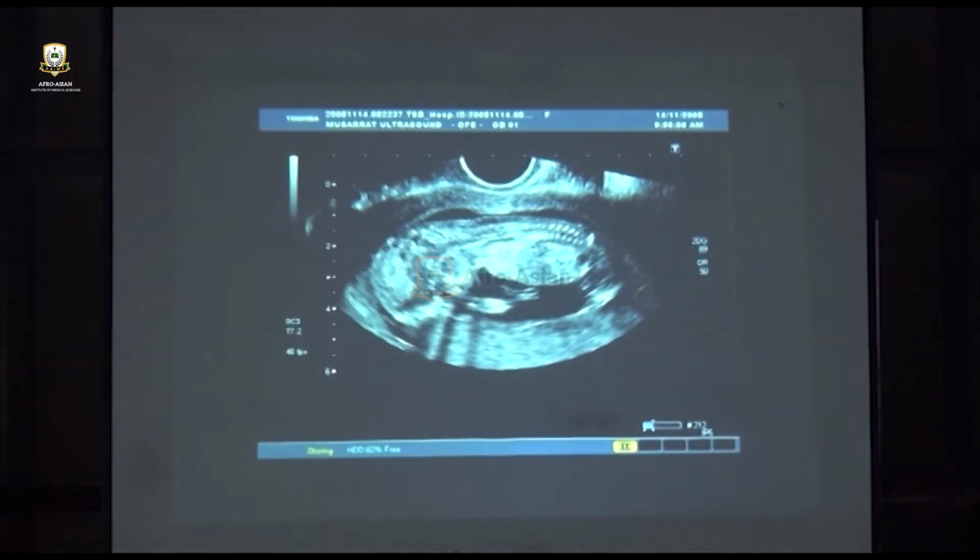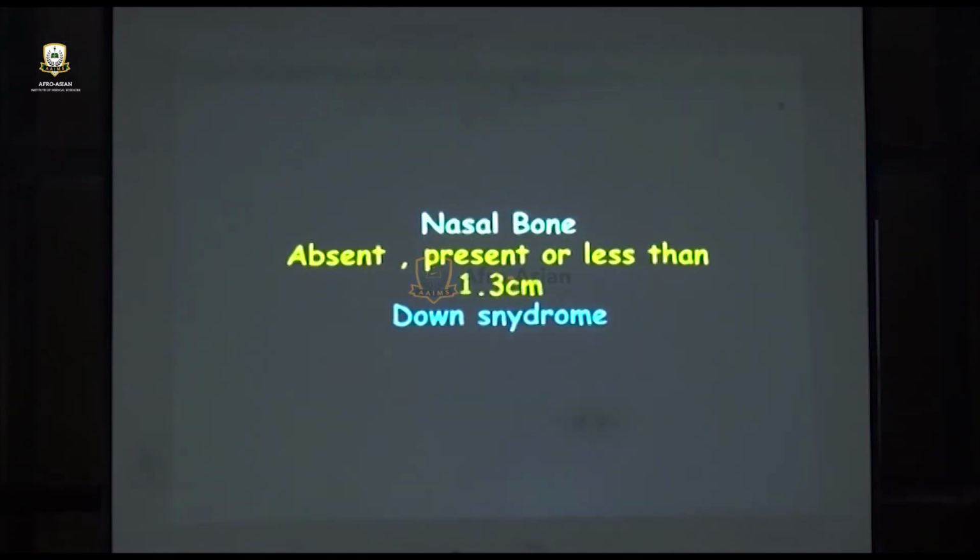So here we can see the AP diameter of the nuchal fold thickening, and if it is more than 1.3, that is a sign of underlying chromosomal abnormality. We call it a subtle sign of underlying chromosomal abnormality.